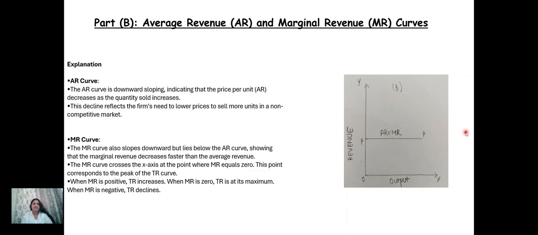When we make the curves, we have to understand that the x-axis is output and the y-axis is revenue. This curve shows the relationship between average revenue and marginal revenue. One point I want to explain is that a firm needs to lower prices to sell more units. This is called the non-competitive market.